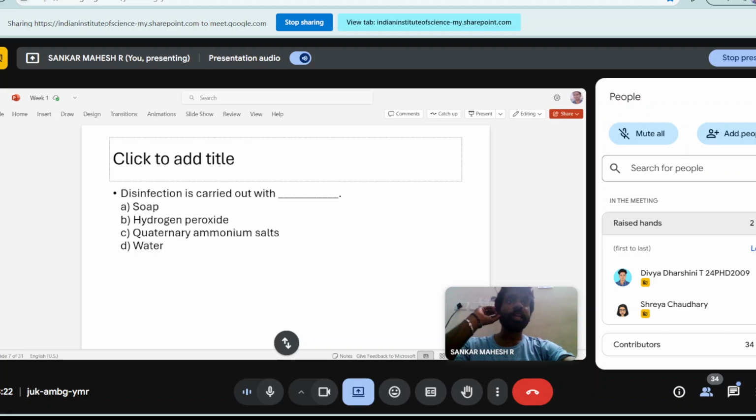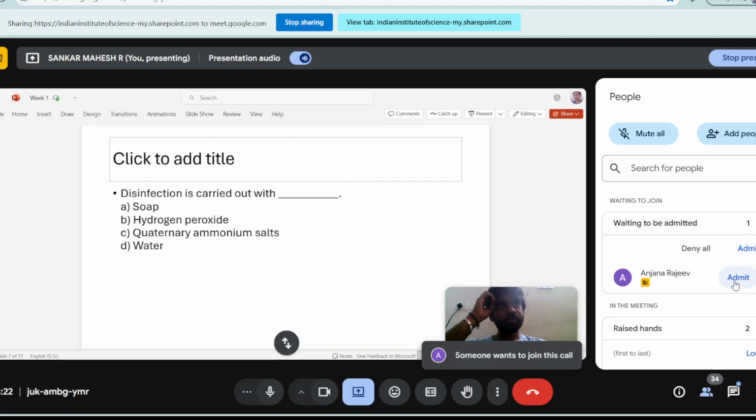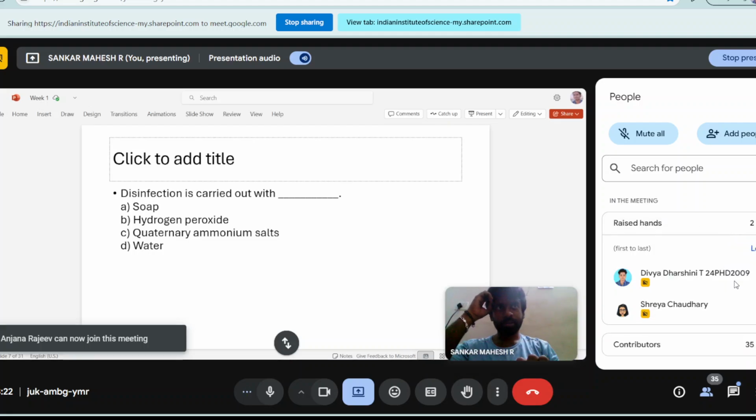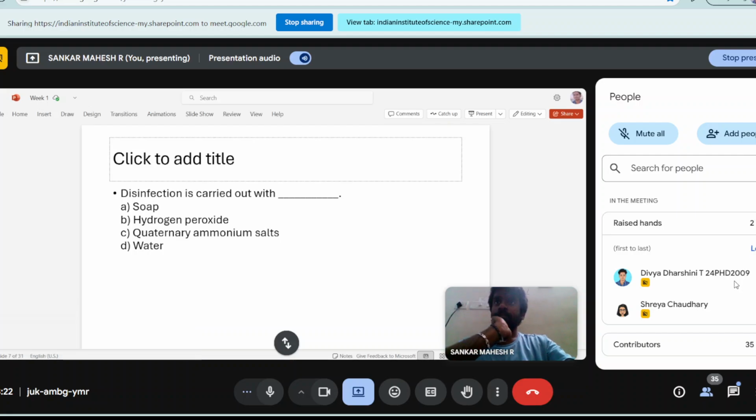We'll go with Shreya first. You can talk about one incorrect option. The wrong answer here is soap. Soap is basically a detergent which is used to clean the surface. It is used for sanitization purposes. So what exactly is disinfection? Disinfection mainly deals with surface cleaning and inactivation of microbes. It makes it harmless.